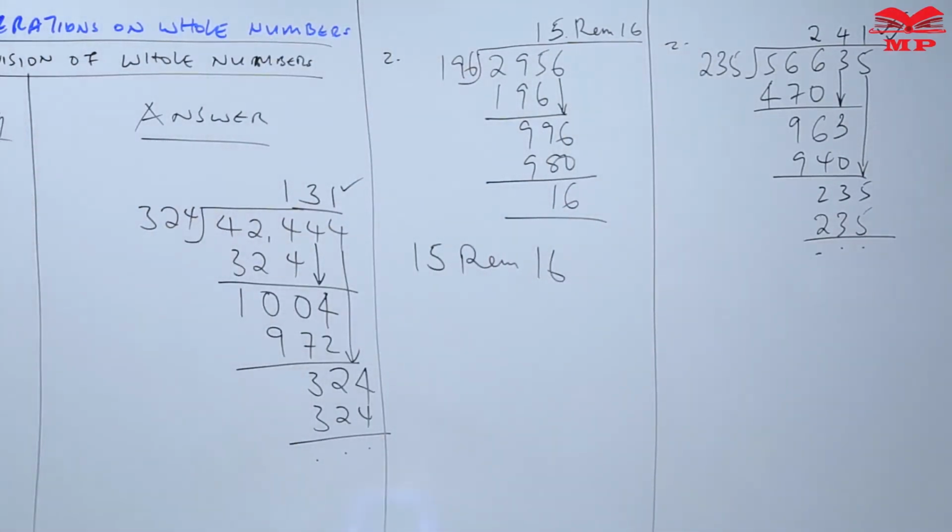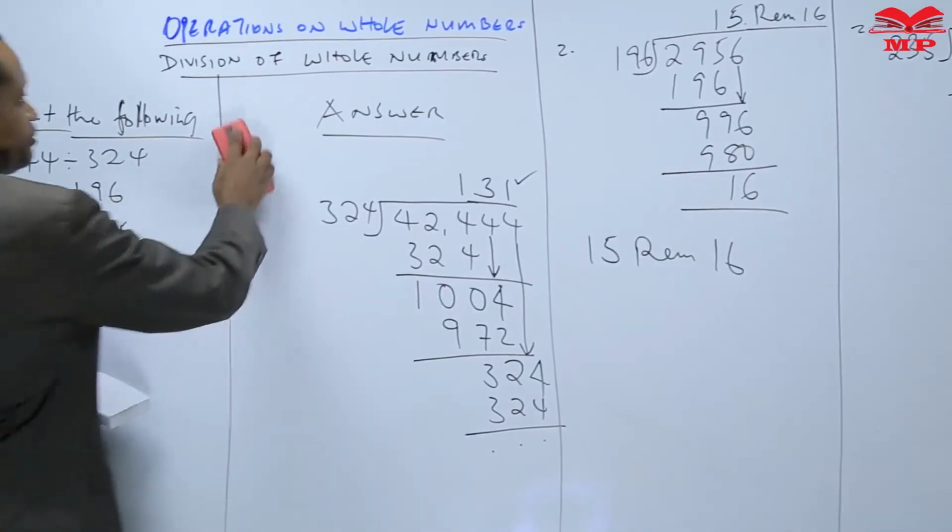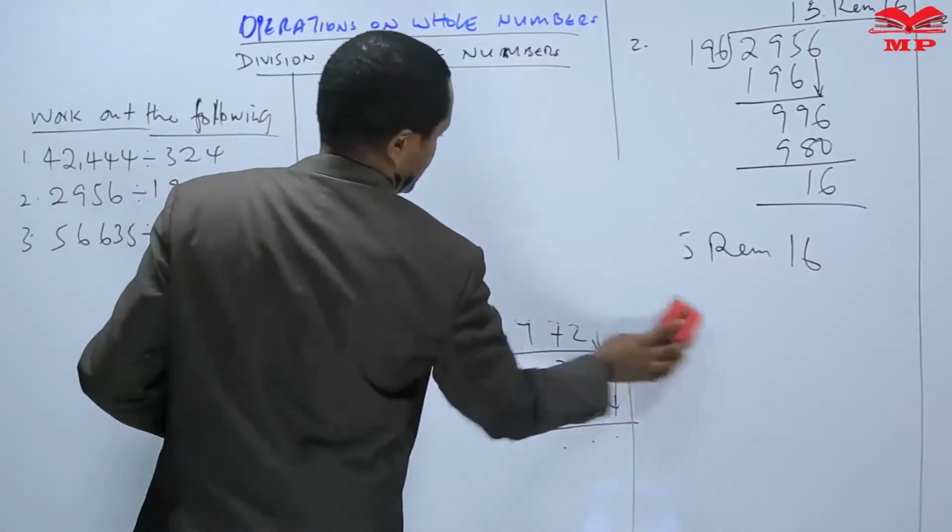So learners, you have done 3 questions. I want us to try a word problem. Question number 5. I read. A chapter in a book is made up of 5,940 words. If there are 396 words in each page, how many pages does the chapter have?